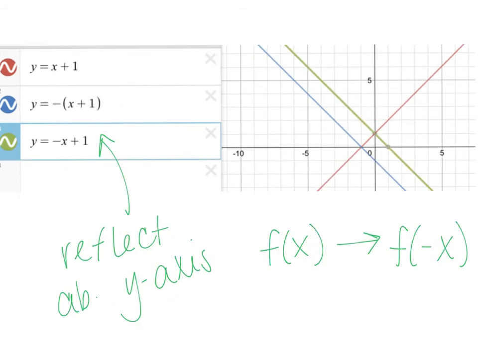And here is where I'm going to reflect about the y-axis, or what's graphed in green for my original red function. That's when I plug in a negative x for any x value, which results in negative x plus 1. So if I take any point on the original function, which is red, let's pick this point right here, and reflect it over the y-axis, it'll be the same distance across.